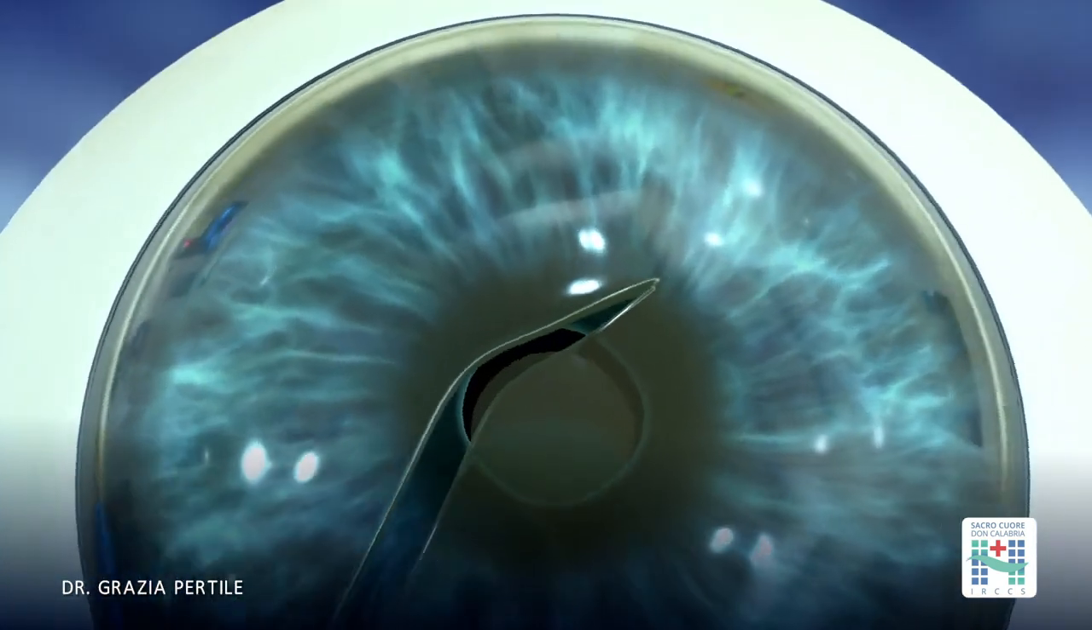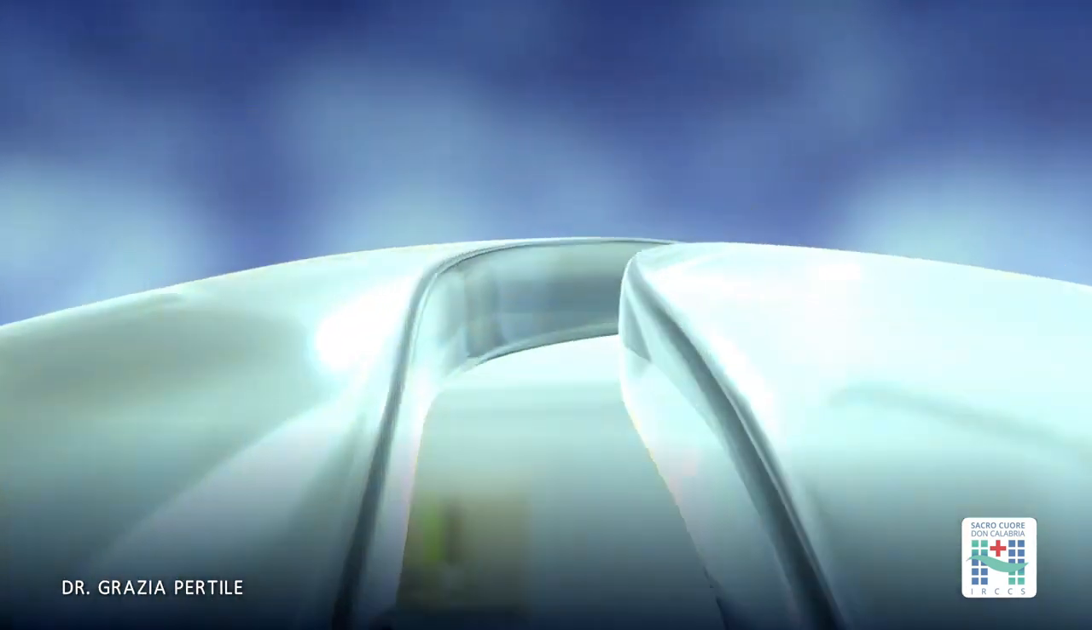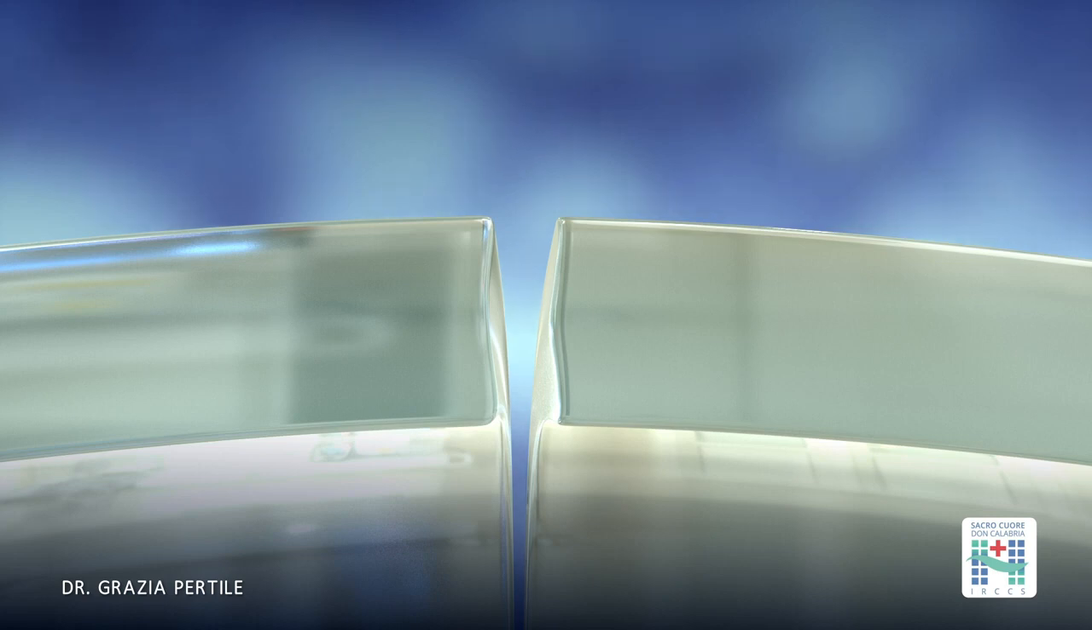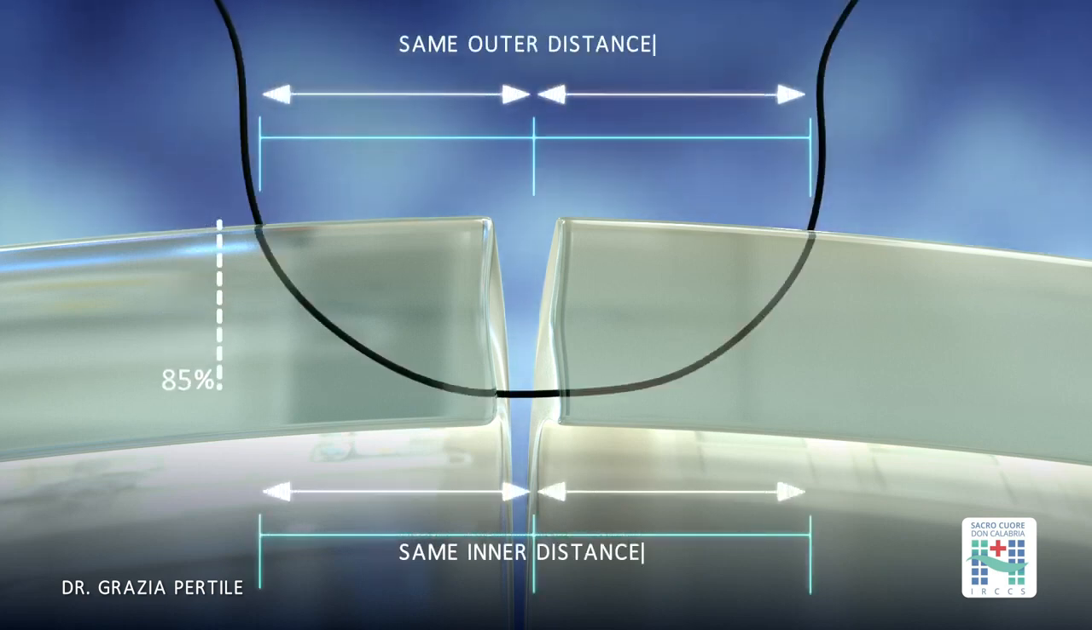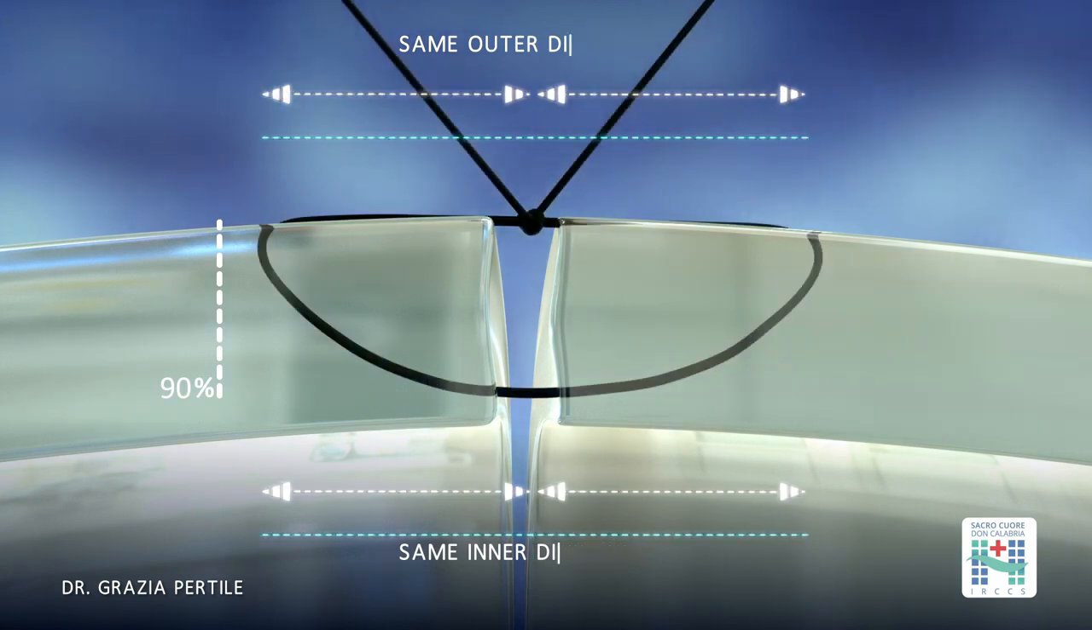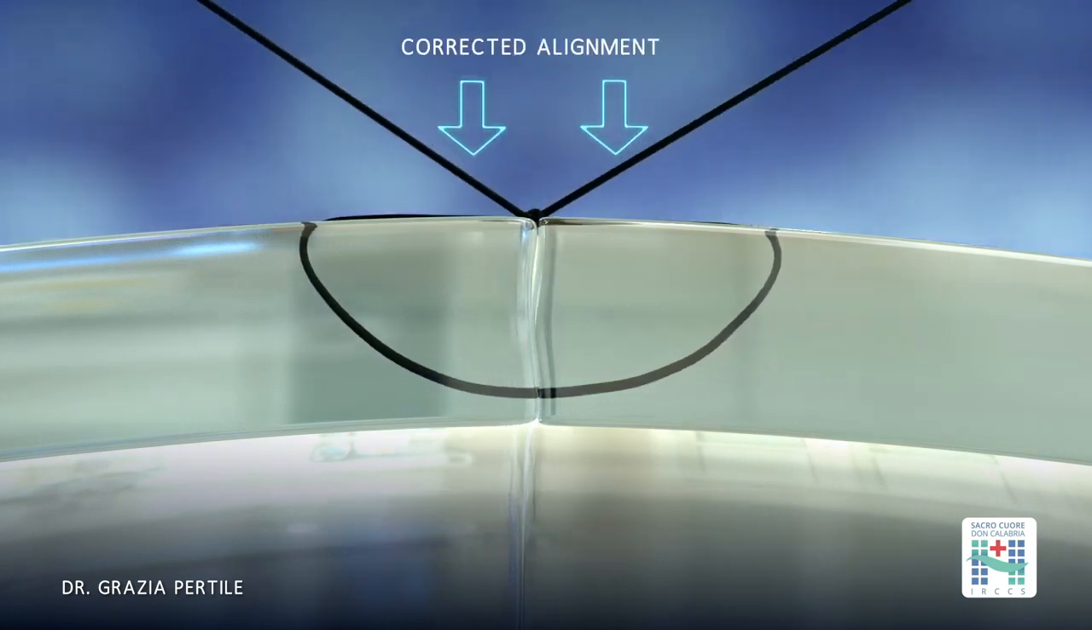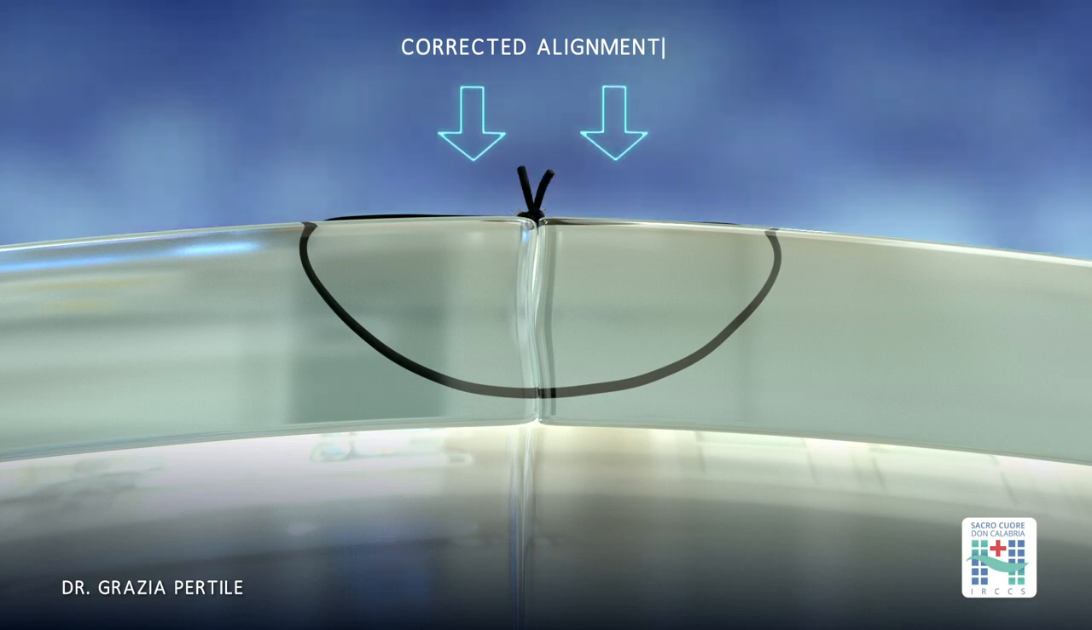Proper suture placement is essential to prevent tissue overlap and the onset of irregular astigmatism. To achieve this, the suture should reach about 90% of the corneal thickness at the edges of both inner sides of the wound, and its length should be symmetric relative to this point.